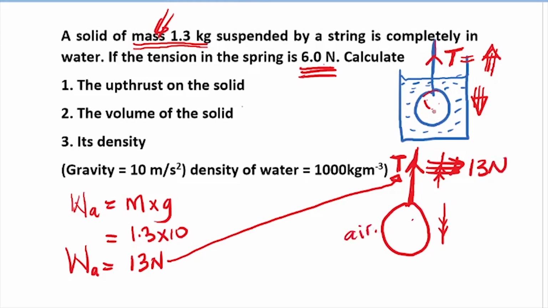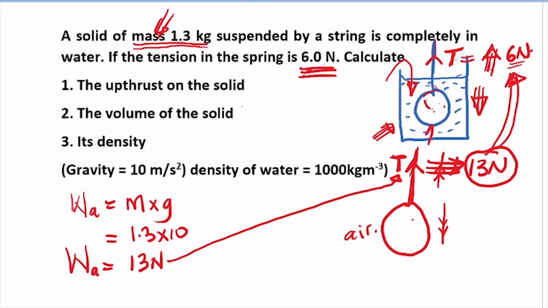Now, when we go ahead and put this ball in water, like you're seeing up there, the tension reduces from 13 to 6 newtons. In short, the tension experienced in the string is the same as the weight experienced by this, because the upward forces are equal to the downward forces. So at first it was 13 newtons when it was dangling in air, then when we put it in water it reduces to 6 newtons. Now the question is, why does it reduce from 13 to 6? It's because when we put this ball inside this water, it experienced an upthrust force, and it is that upthrust force that caused this tension to reduce from 13 to 6 newtons.